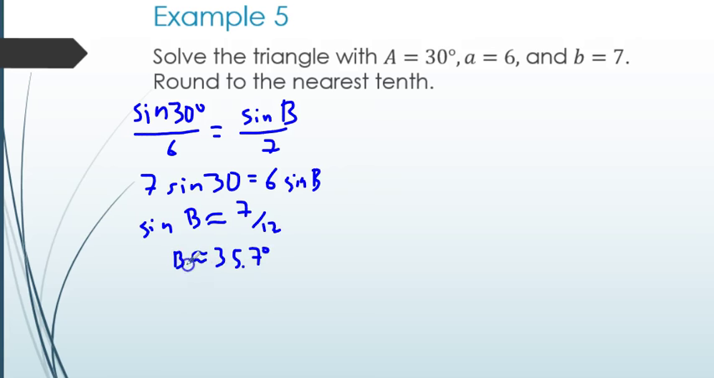Now again, I'm going to call this angle B1 for a second because there's another possible value for angle B. So we're going to try and compute that one real quick. B2, the second possible triangle we can make out of this, would instead be 180 minus that angle.